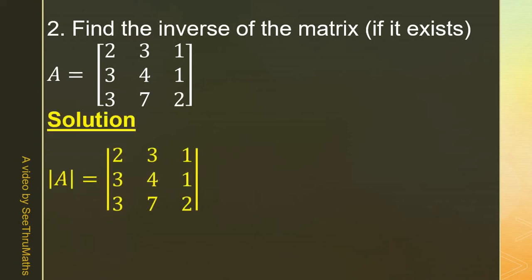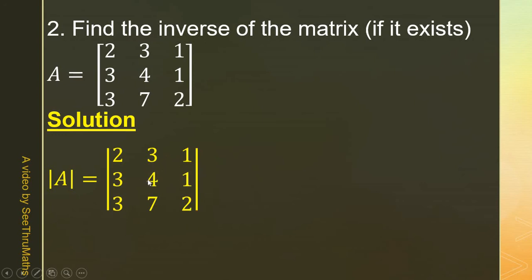So it is easy for us to find the determinant of A. What is that one? So here I wish to expand using the first row. You are free to expand using any row or any column. Anyway, here in this first row, the first element is 2. So 2 multiplied by its minor. So here its minor is 4, 1, 7, 2.